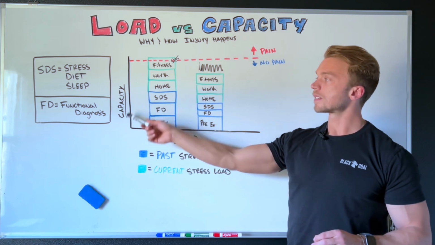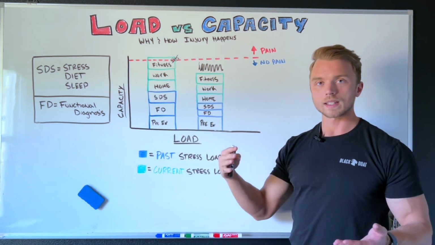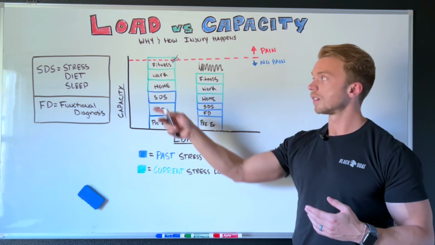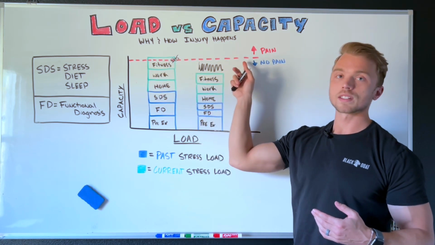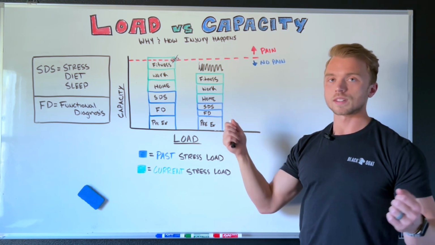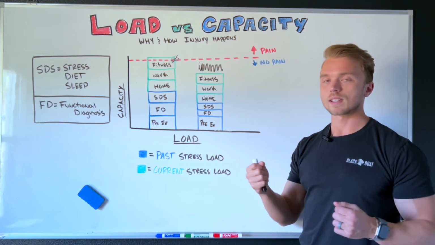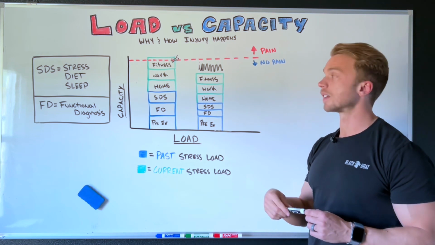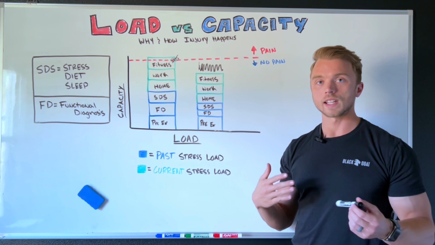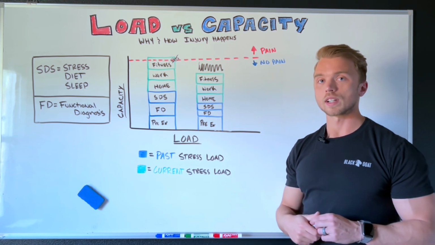Over here, we have capacity. Every day you have a certain amount of capacity, mentally and physically, that you can deal with before something gives. This line represents your capacity. If you go above that line, pain, okay? Mental, physical pain, something just has to give once you start pushing over that capacity line. Stay under that line, no pain, rest, recovery, adaptation. That's where we're trying to operate.